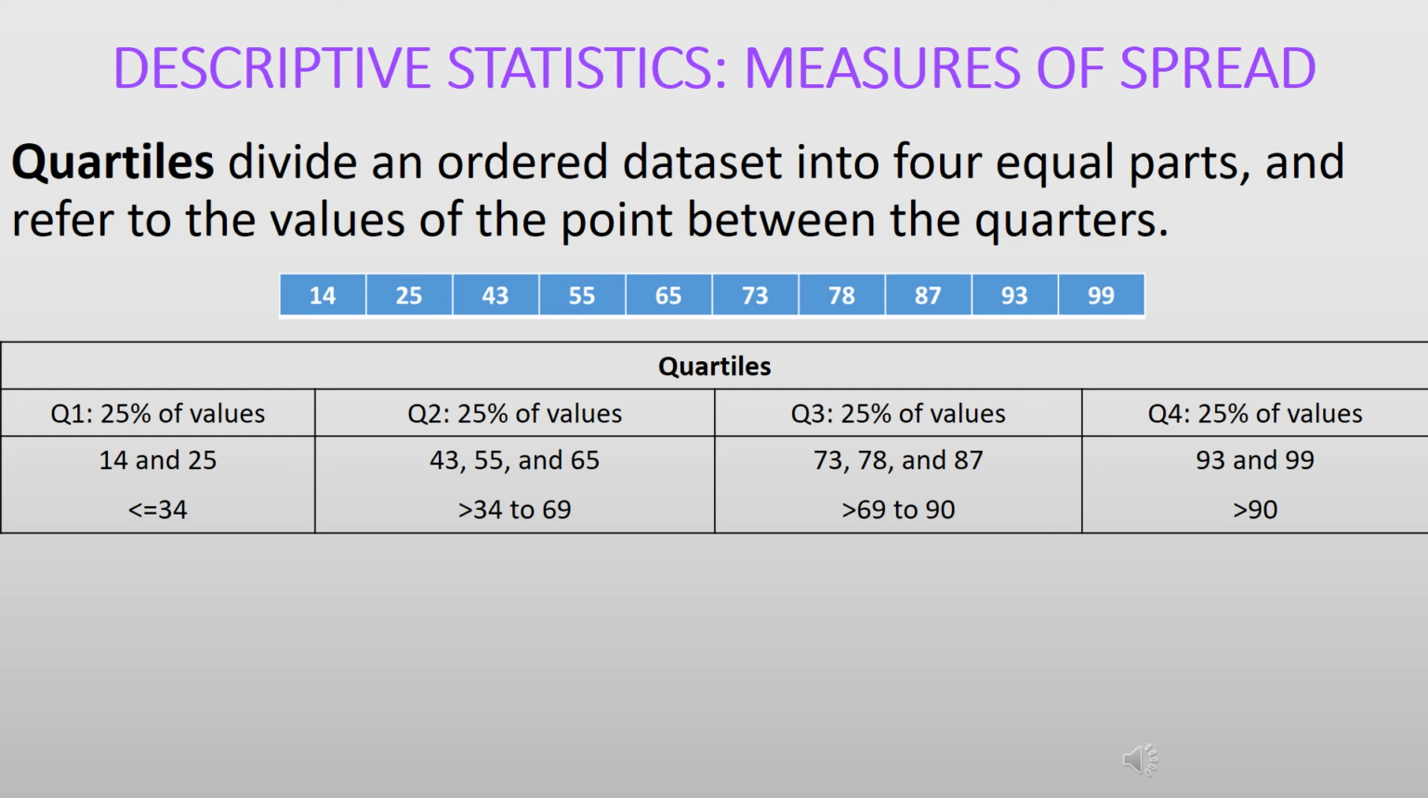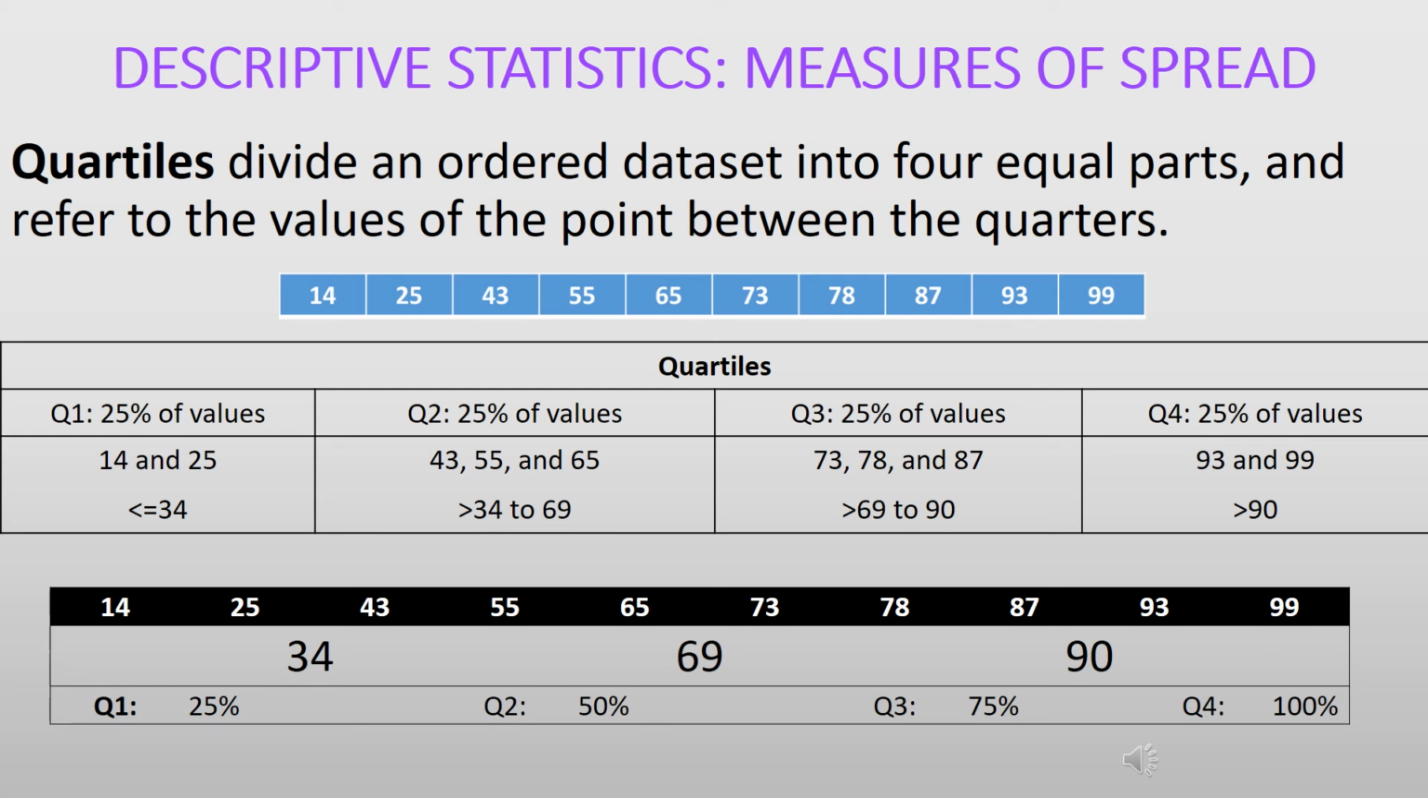To find the high and low of each quartile, one must average the two numbers where the quartile point falls. The high end of quartile 1 is the average of 25, the highest data point in quartile 1, and 43, the lowest data point in quartile 2, divided by 2, which equals 34. Therefore, all values that are equal or less than 34 are in quartile 1. Values greater than 34 to 69 are in quartile 2. Values greater than 69 to 90 are in quartile 3, and values greater than 90 are in quartile 4.